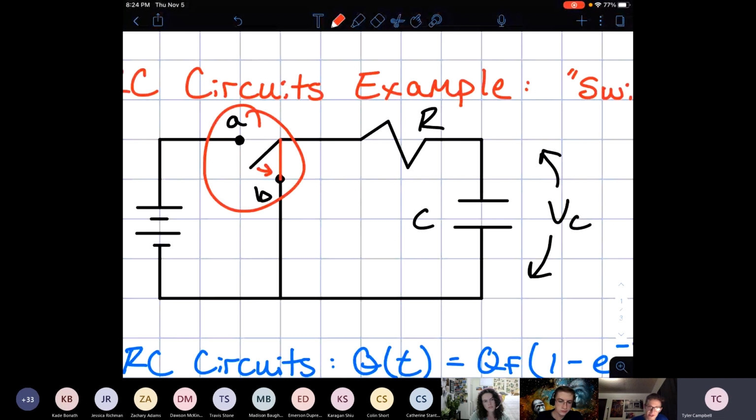meaning that my capacitor has completely discharged through my resistor. The voltage is 0 now, right? So now I'm going to switch the switch around and have it go back up here. So the capacitor gets charged again.